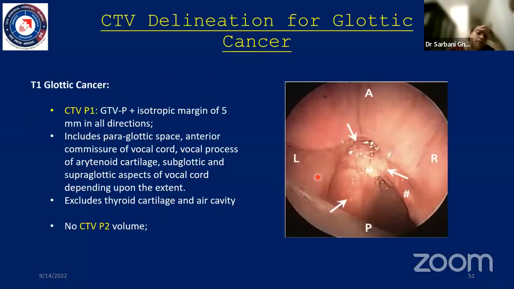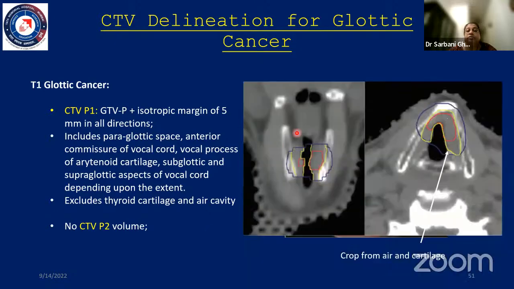Now, this is a T1 glottic cancer. So the CTV-P1 will be the GTV plus an isotropic margin of about 5 millimeter in all directions. It would include the paraglottic space, the anterior commissure of the vocal cord, the vocal process of the arytenoid cartilage, the subglottic and supraglottic aspects of the vocal cord, depending upon the extent, and it would exclude the thyroid cartilage and the air cavity. And usually for T1 glottic cancers, there is no CTVP2. So this is how it would be.